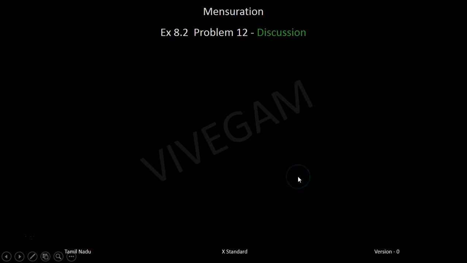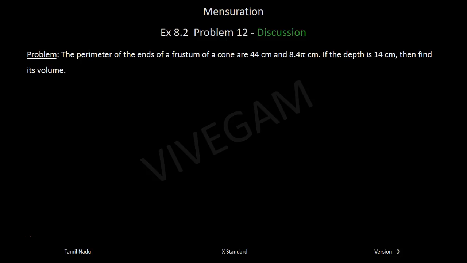Okay, exercise 8.2, problem 12, discussion. Let's read the problem. The perimeter of the ends of a frustum of a cone are 44 cm and 8.4 pi cm. If the depth is 14 cm, then find its volume.